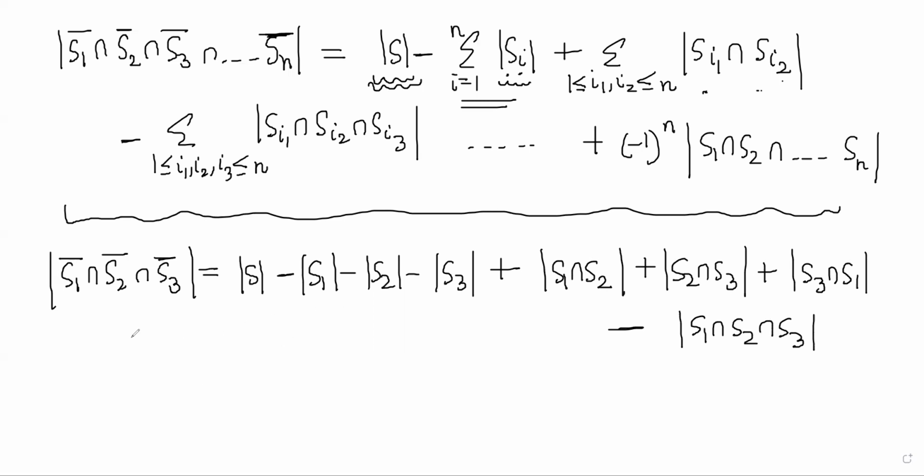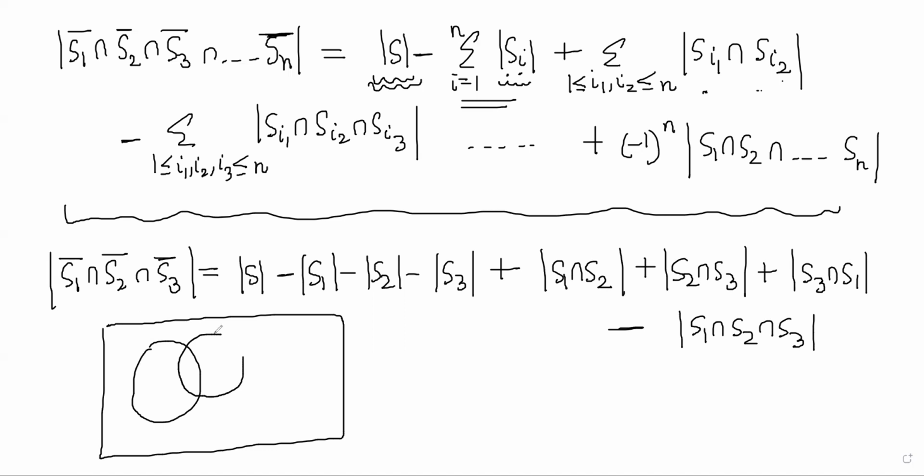Now think about it. If I draw a Venn diagram, this theorem becomes clearer. So I have these sets, this is my S1, S2, S3, and this is the universal set S. What I want to find is the intersection of the complements of S1, S2, and S3, right? So I want to find all the elements that are outside these sets, right?